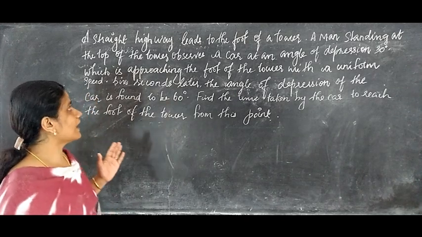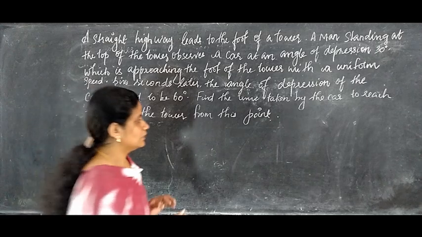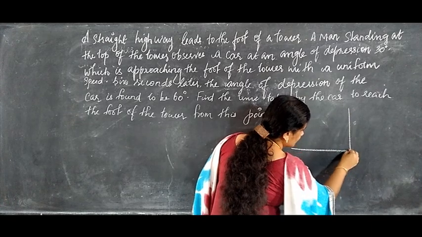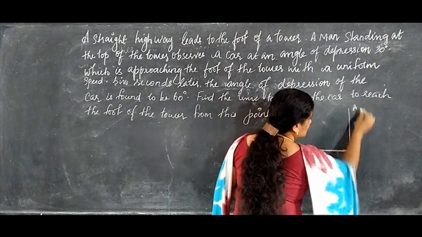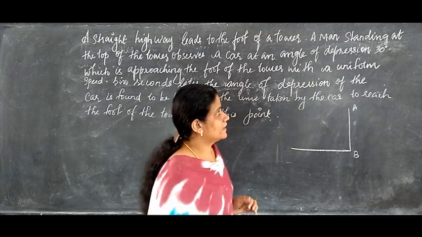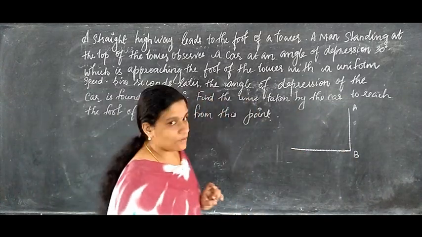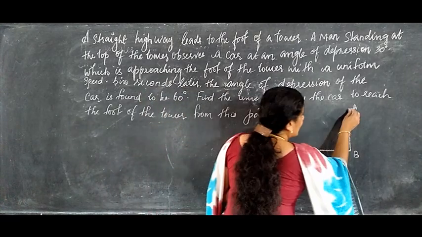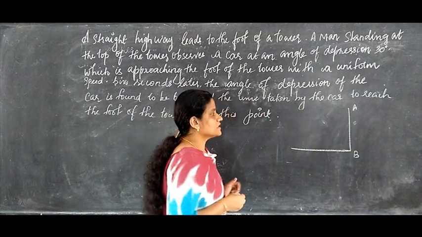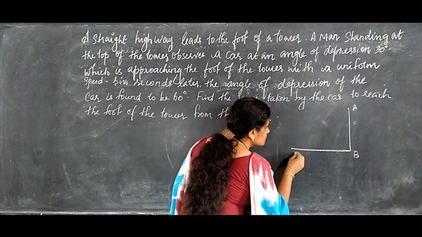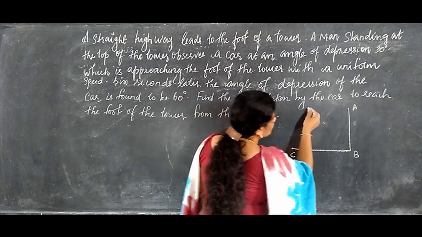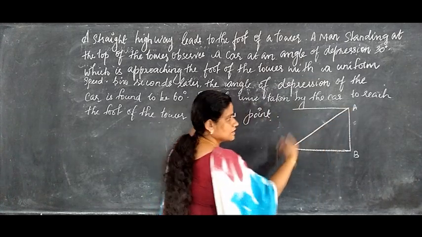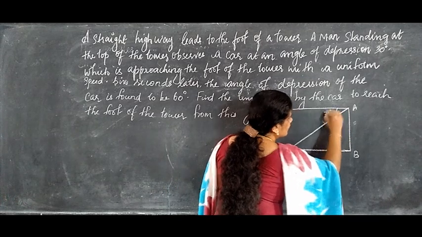So what is the question? A straight highway leads to the foot of a tower. Now let AB be the tower. Is it clear, children? A man standing at the top of the tower observes a car at an angle of depression 30 degrees. Let that point be C. Now here, as I told you, we need the horizontal line first. Then the angle of depression to the car is 30 degrees.